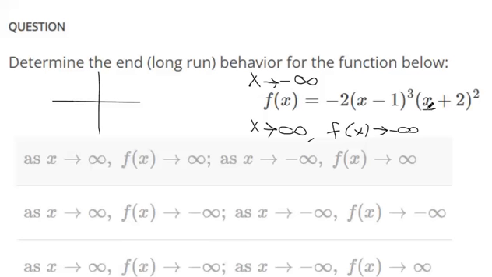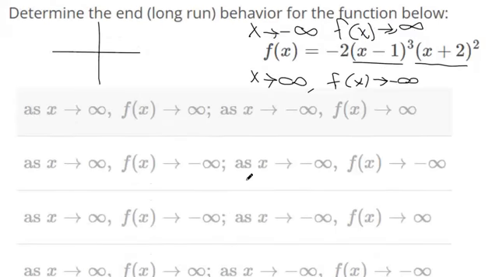If you plug in negative a billion here and add 2, it doesn't change it much, but squaring makes it positive. So this is a huge negative number times a huge positive number. A negative times a positive makes a negative. And then times the negative out here makes it back to a positive. So f of x is going towards positive infinity when we consider something like negative a billion.